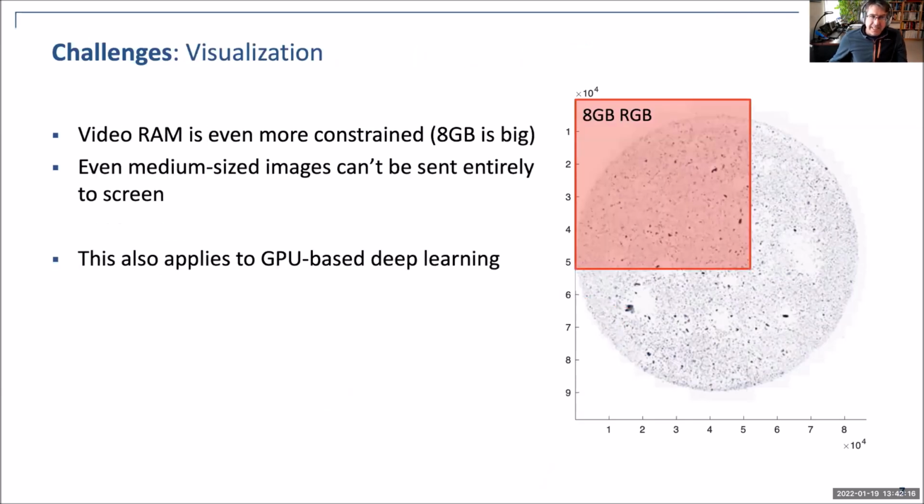When it comes to visualization, we can't obviously display this entire image because this overwhelms the video card RAM, which is even more limited than the RAM on a typical CPU system. Since the GPU uses the same RAM, it's a more constrained problem. So breaking the problem down into smaller parts is always involved in the solution.